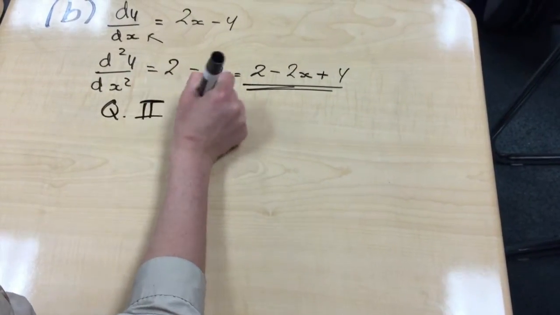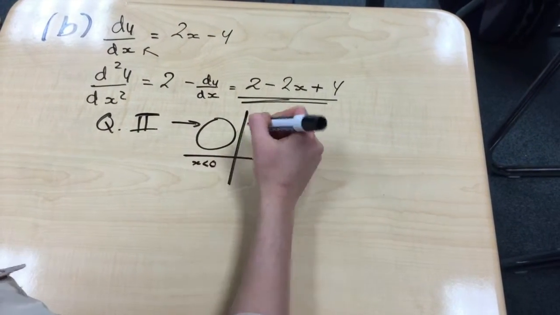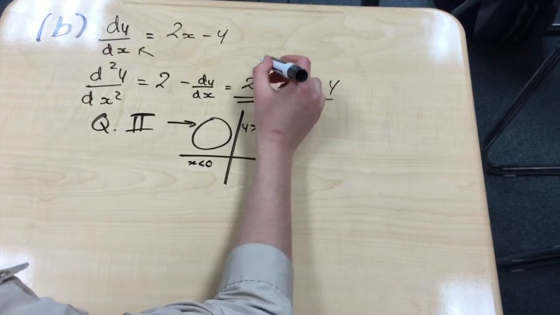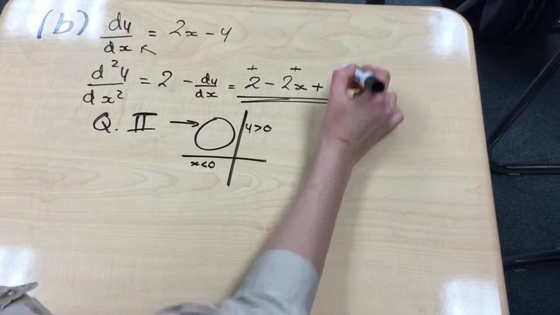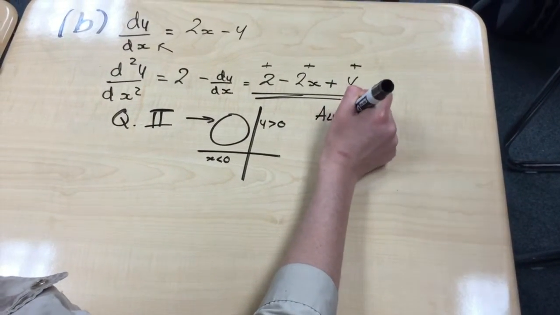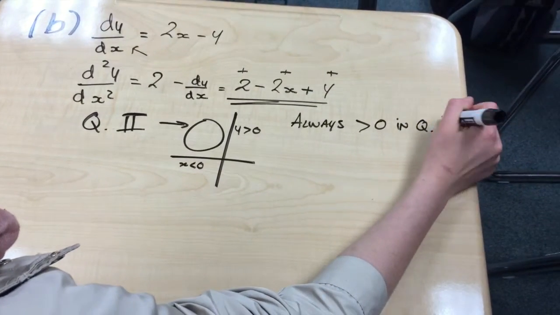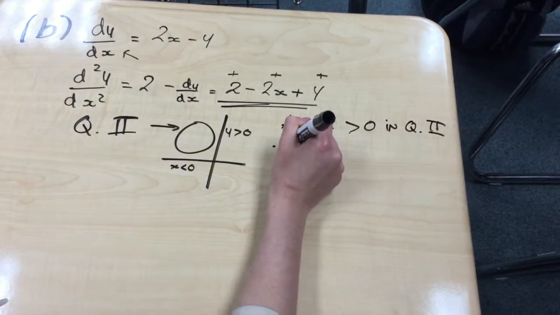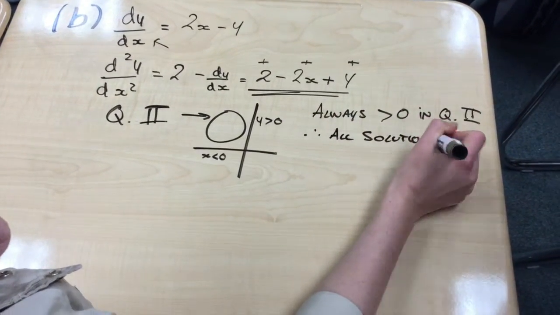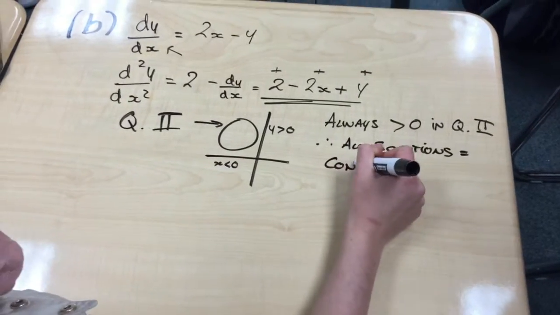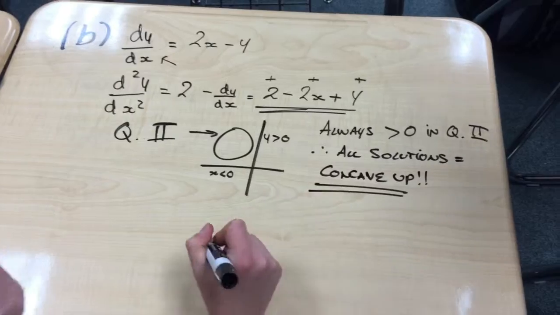Now, concavity in quadrant 2. Everything in quadrant 2: x will always be negative, and y will always be positive. If we plug that into the second derivative, it's going to be positive, and then a negative minus a negative is also positive, and then y is also positive. So all solutions will always be positive for the second derivative in quadrant 2. If it's all positive, that means it's concave up, right? Yeah, that sounds pretty good. So all solutions in quadrant 2 will be concave up. Perfect. Section B, check.